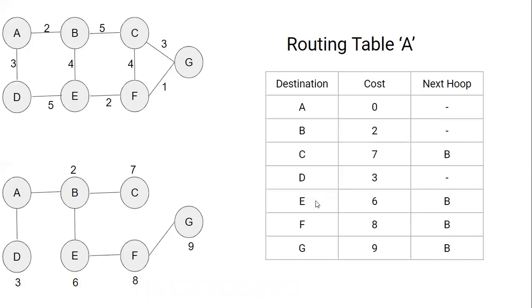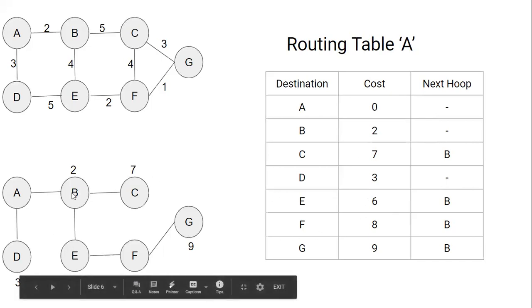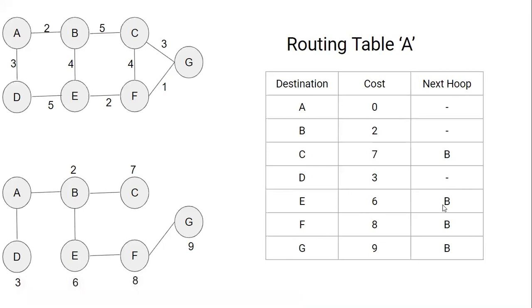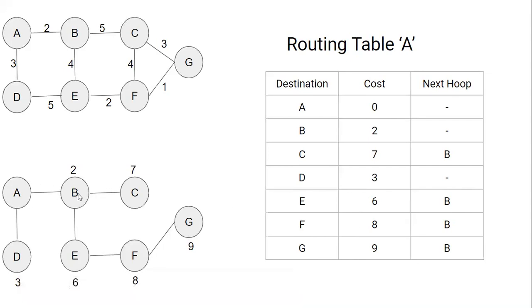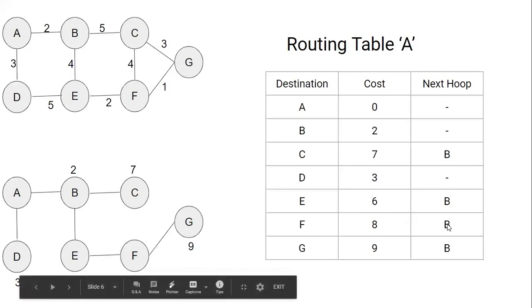Now A to E. What is the value of A to E? 6. But we are traveling with the help of B. It is a mediator, so it is called the next hop. I have written here B. Same way, A to F. The value is 8. And we are traveling from B, so the first priority will be going for the B. So we have to write B here.